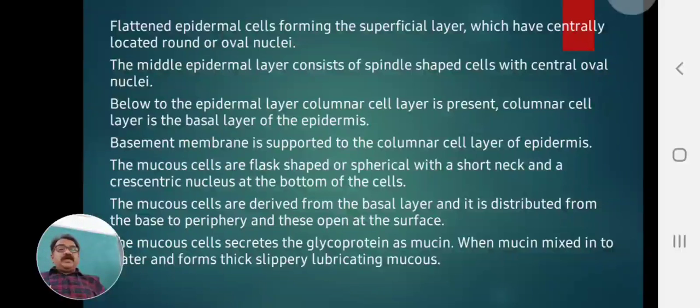The mucous cells are derived from the basal layer, and they are distributed from the base to the periphery. This mucous cell layer, flask shaped or spherical with a short neck and a crescentic nucleus at the bottom of the cells, is derived from the basal layer and distributed from the base of the periphery onto the open surface.